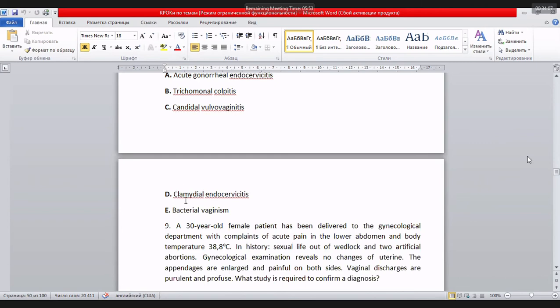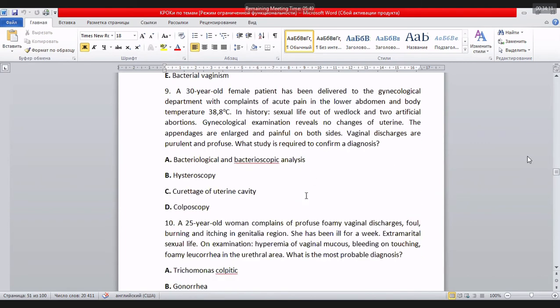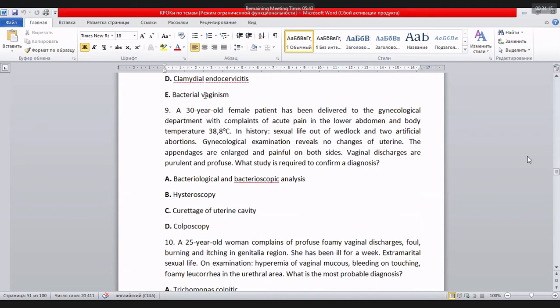Chlamydial, there is no word about chlamydia present here. Then bacterial vaginosis, guys, can be caused by opportunistic microflora. Do you remember vaginosis? It is the presence of clue cells. It is pH more than 4.5, and it is fish odor. In this case, it is not bacterial vaginosis.